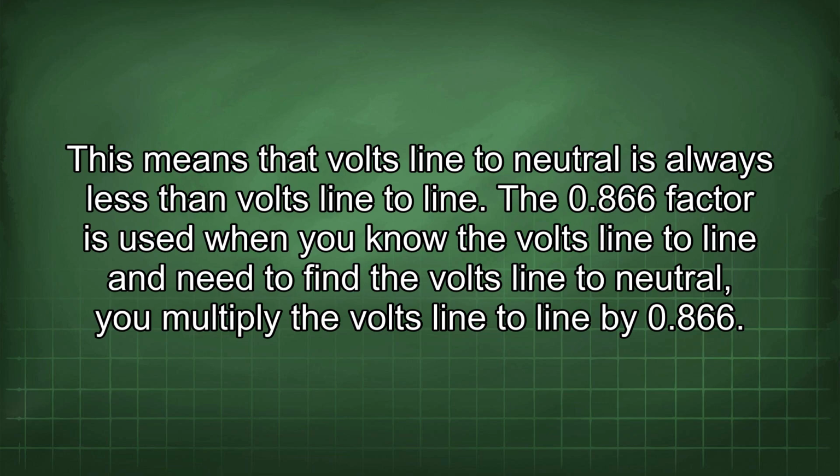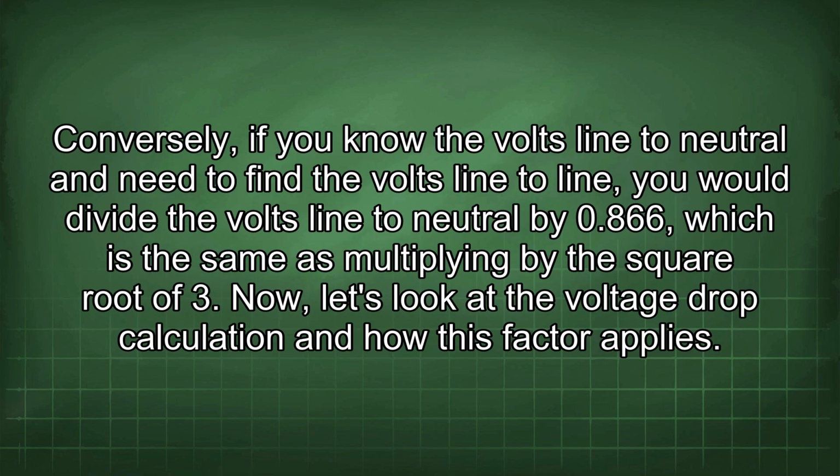The 0.866 factor is used when you know the volts line-to-line and need to find the volts line-to-neutral. You multiply the volts line-to-line by 0.866. Conversely, if you know the volts line-to-neutral and need to find the volts line-to-line, you would divide the volts line-to-neutral by 0.866, which is the same as multiplying by the square root of 3.